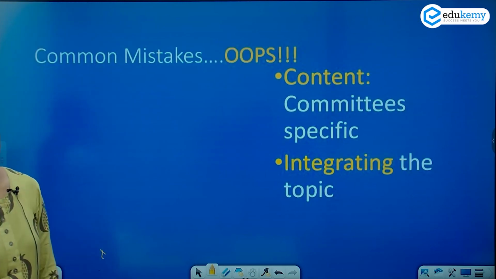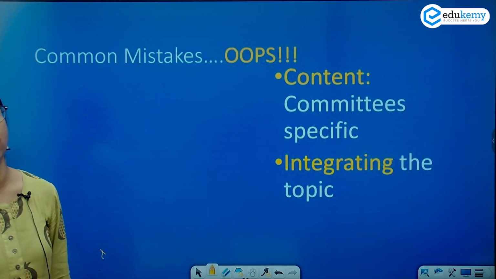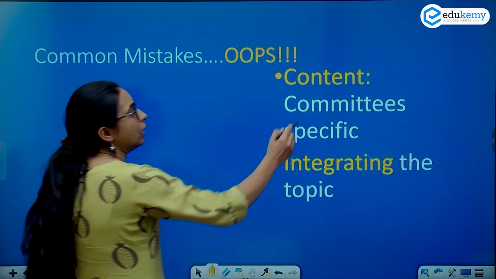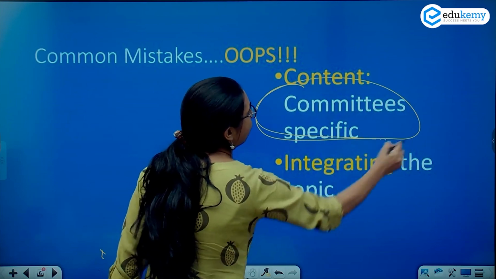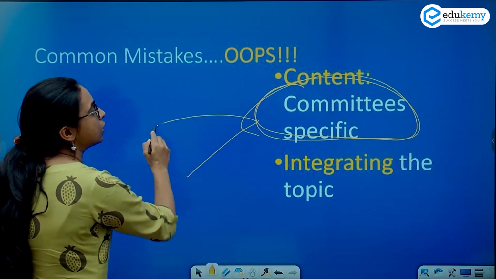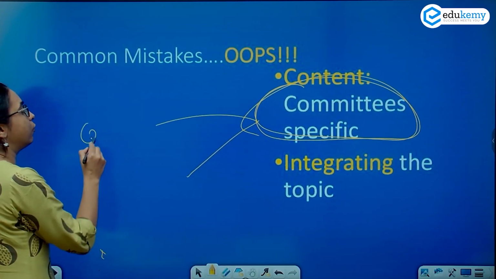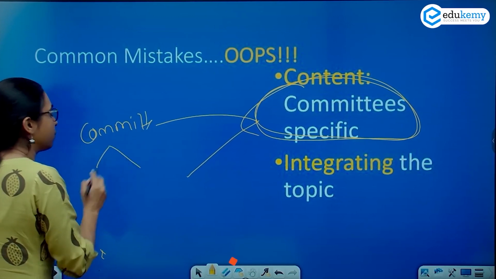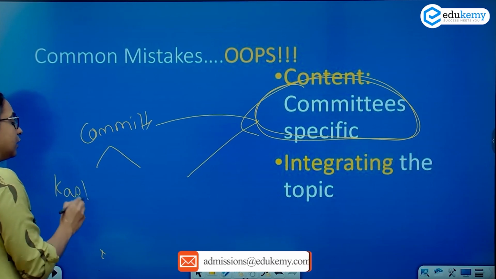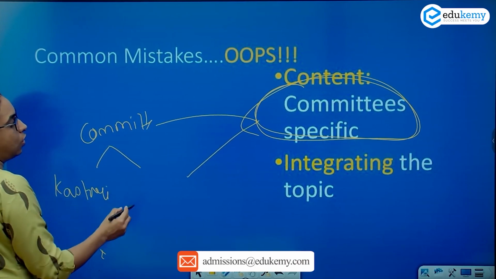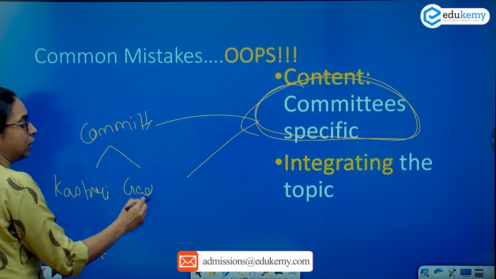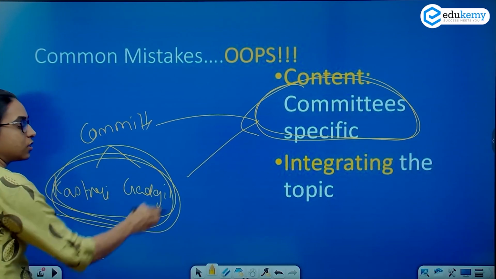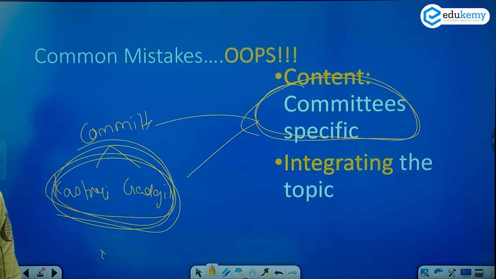What is the common mistake that a student would make in such a question? A very common mistake is that they would only write about the committees. They would write conservation strategy, we went for a committee. There are two committees. One is the Kasturirangan committee. The other is the Madhav Gadgil committee. And you will only write what strategies these two committees have suggested.